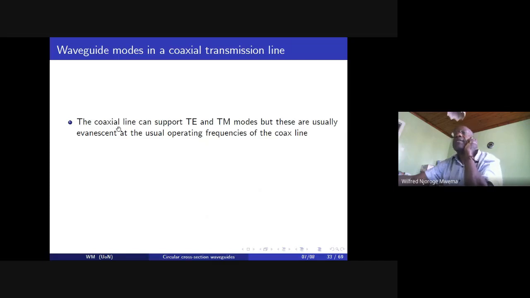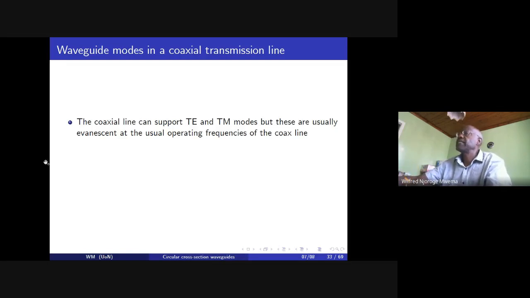So now, because the coaxial line is a circular section kind of guide or transmission line, only that we have a center conductor, the coaxial line can support TE and TM modes when the frequency is high enough. And usually the bandwidth, the highest frequency in which you can operate the coaxial line single mode, is when the first waveguide mode starts to propagate.